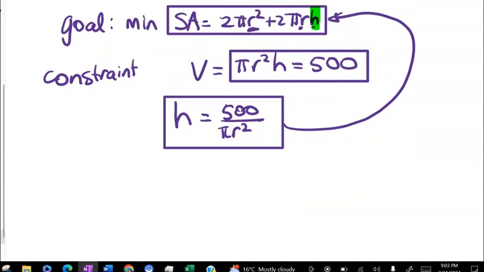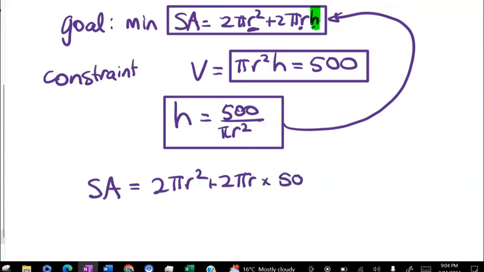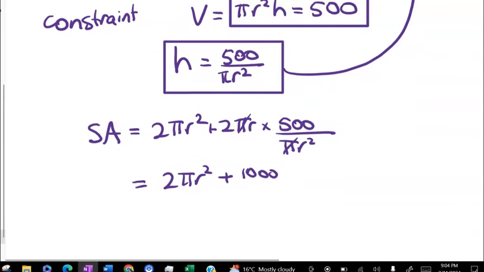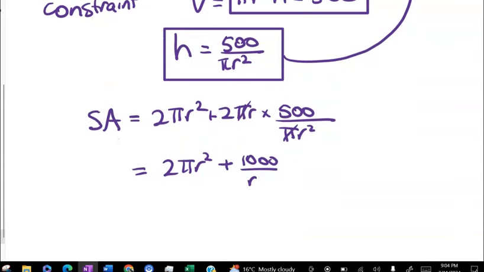So cleaning all of that up, what do we get? Well, we get a new expression for the surface area. So 2 pi r squared plus 2 pi r times 500 over pi r squared, which is the same as 2 pi r squared plus 1000. Now the pi's simplify away, 1000 divided by r. And looking at how to differentiate that, we can write that as 1000 r to the power of negative 1.